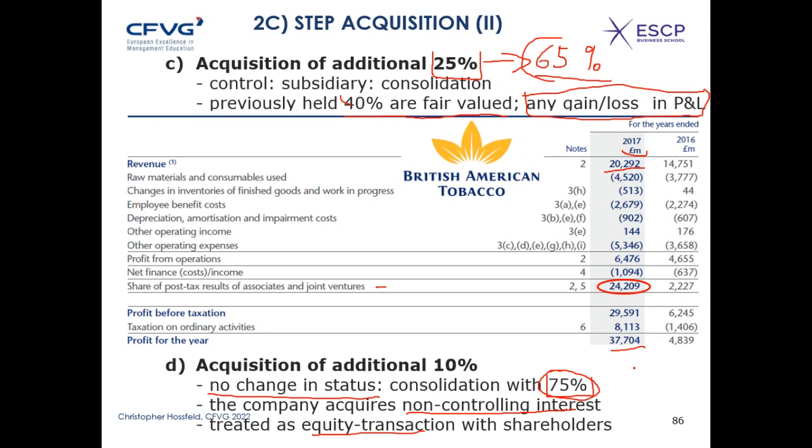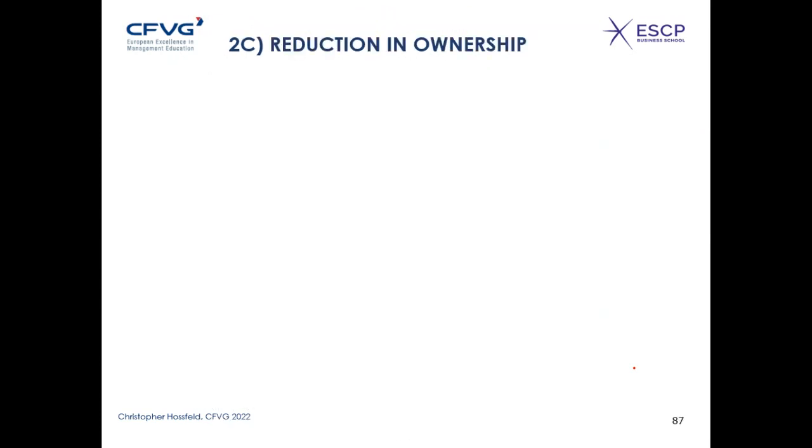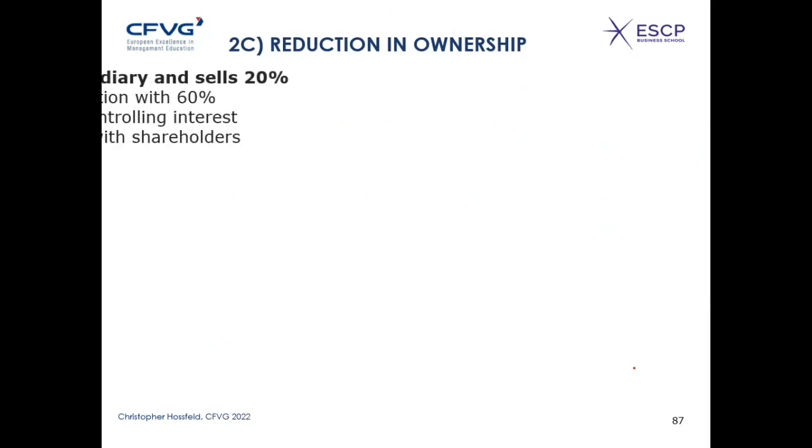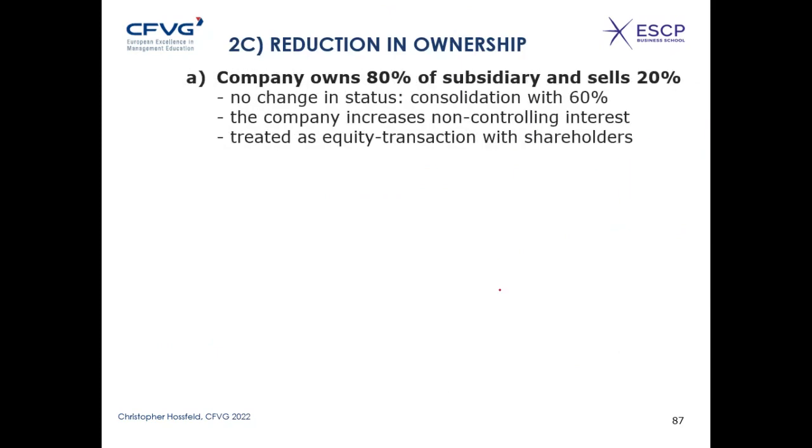Then we see what happens when it goes the other way around, reduction in ownership. So here I start with 80% that I own today, and now I sell 20% of those. That means I go from 80 to 60. Well, that's a similar story. There's no change in status. I still control the subsidiary. I controlled it with 80 before, now it's 60, but doesn't change fundamentally anything. So no recalculation of goodwill, nothing.